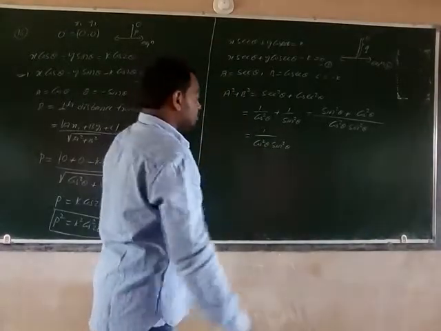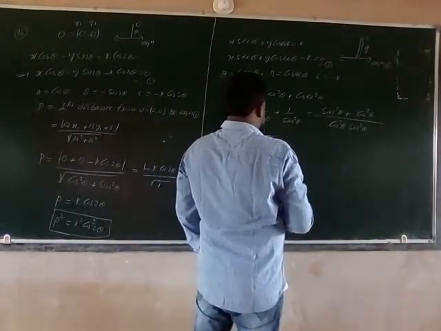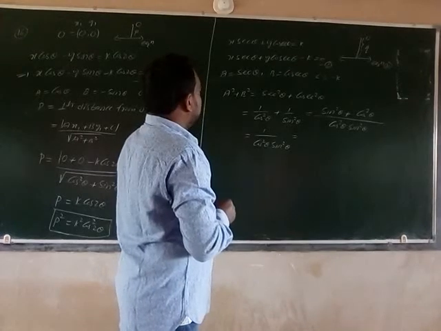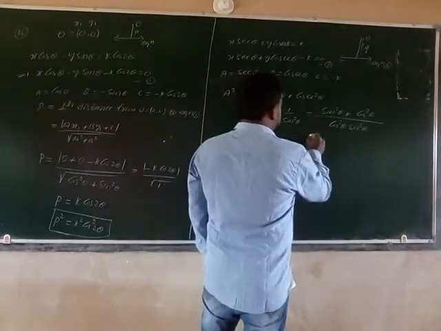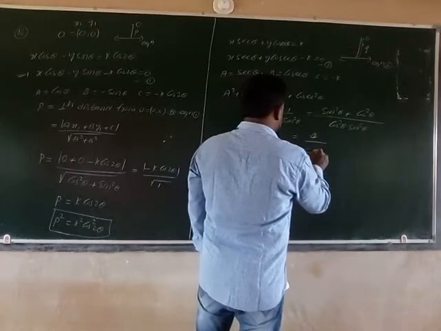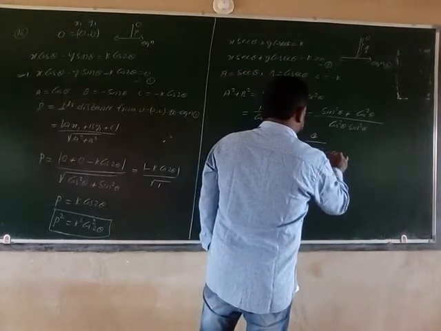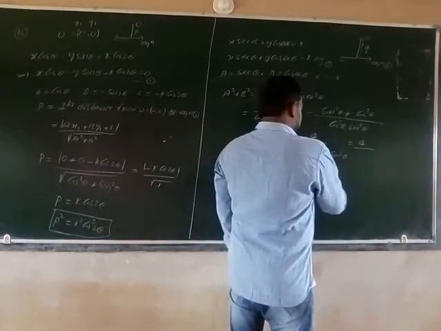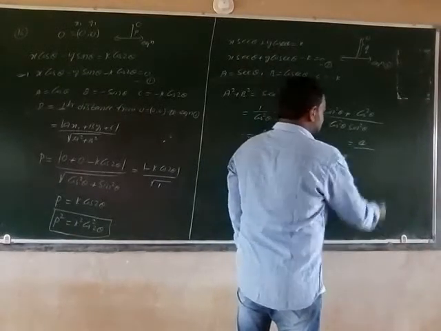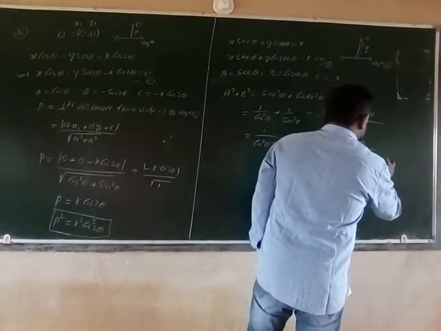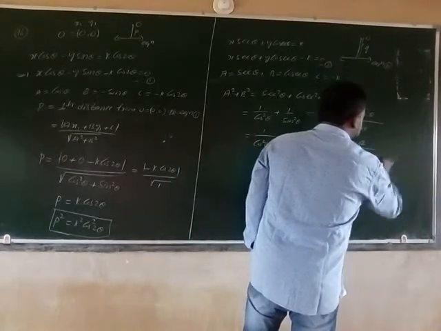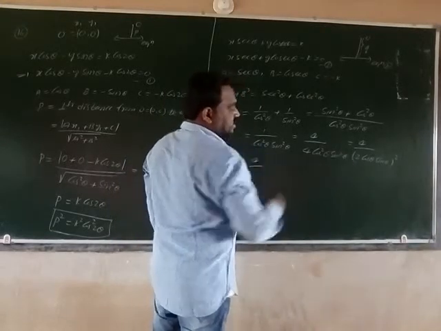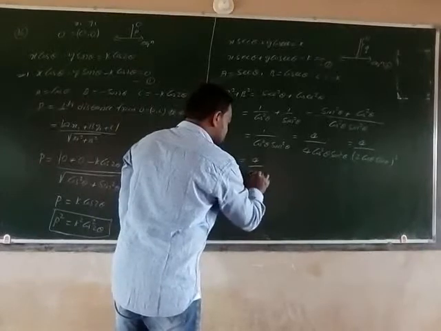Now, in the numerator and denominator, you multiply with 4. So what we are getting is 4 by 4 cos square theta sin square theta. This is equal to 4 by (2 cos theta sin theta) whole square. So this is equal to 4 by sin square 2 theta, using the formula sin 2 theta equals 2 sin theta cos theta.